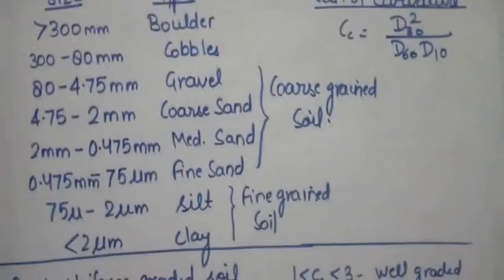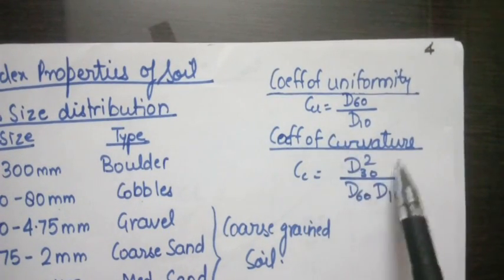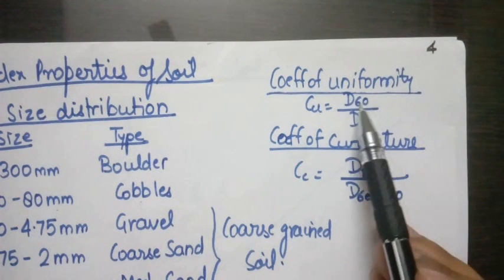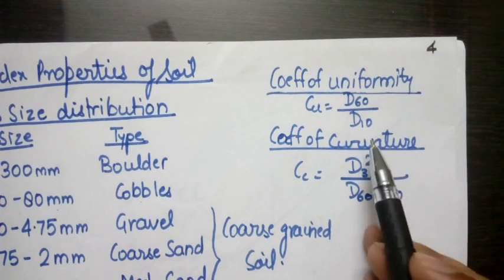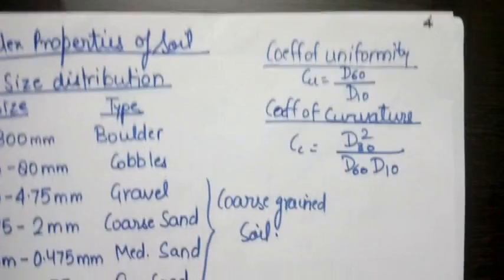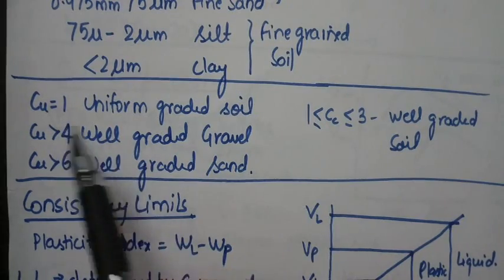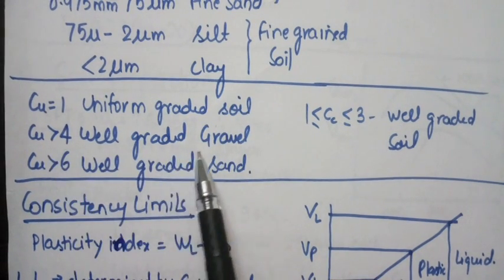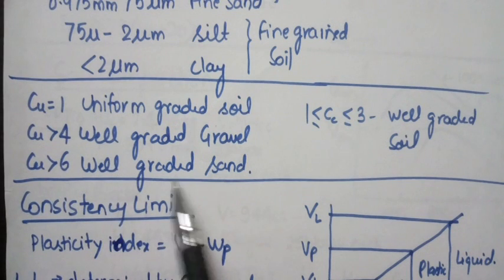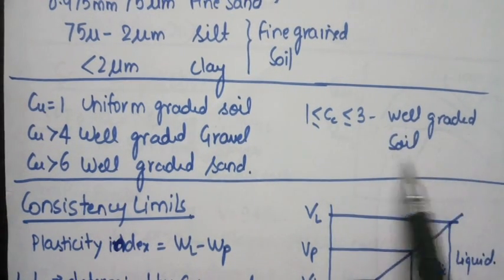Now we define the characteristics of soil by two ratios, which are the coefficient of uniformity and the coefficient of curvature. Coefficient of uniformity is D60 upon D10, where D60 is the size of the particle at which 60% passes the sieve. This is a very familiar term. The rest are similar: D30, D60, D10. Now Cu equal to 1 is uniformly graded soil, Cu greater than 4 is well graded gravel, Cu greater than 6 is well graded sand. Now when the value of Cc lies between 1 and 3, we regard it as well graded soil.